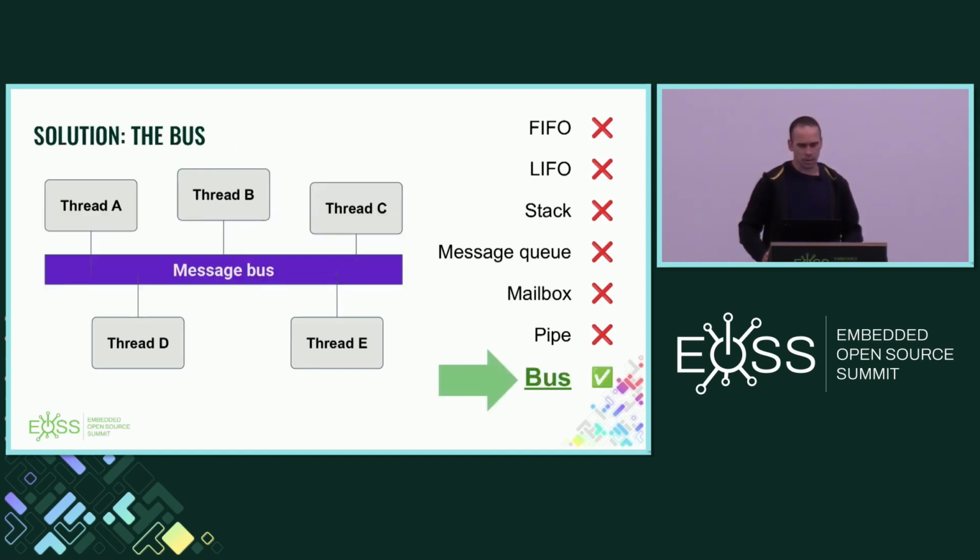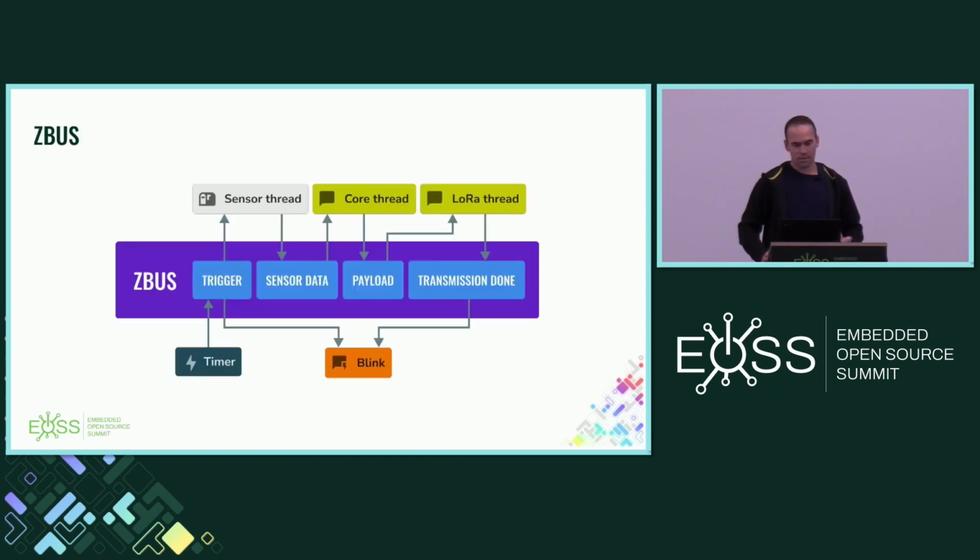So we brought the bus here. The bus enables threads to talk to each other in one-to-one, one-to-many, and many-to-many ways. This is the current status of ZBus. We have two kinds of subscribers and one kind of listener, and now we can publish to channels through ISRs, which is a new good thing.